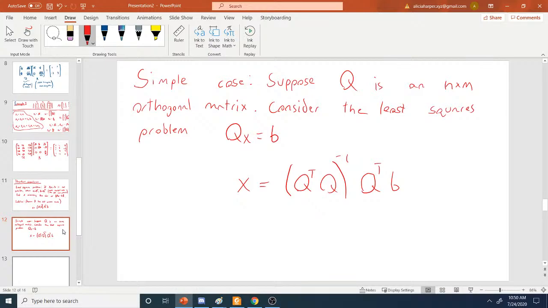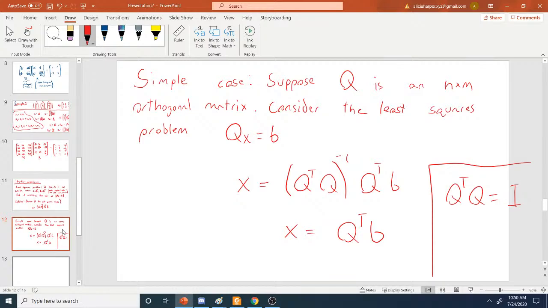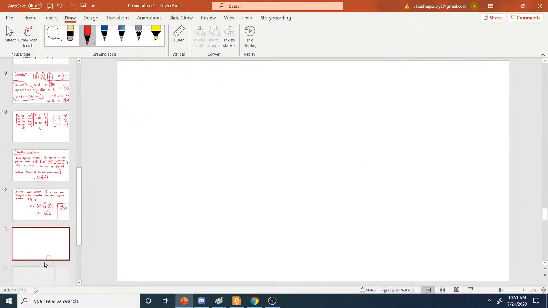Here's the nice thing. We proved last time that Q transpose times Q is equal to the identity matrix. So this whole expression simplifies, and we find that x is just equal to Q transpose times b. So solving the least squares problem is much easier for a matrix that's already orthogonal. But now we can use the QR decomposition to do it more generally.